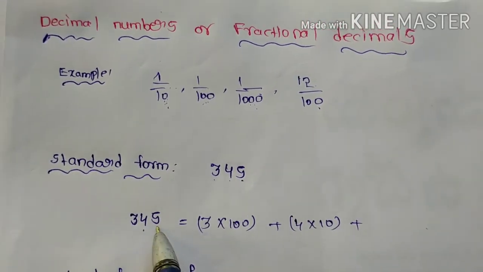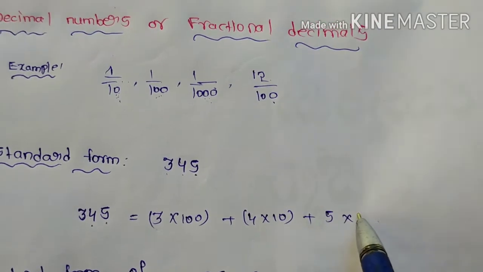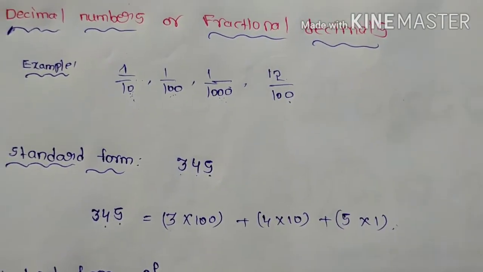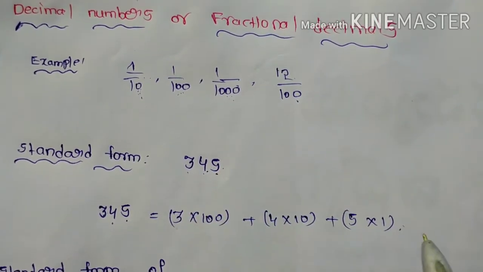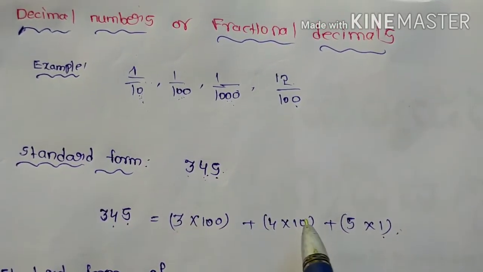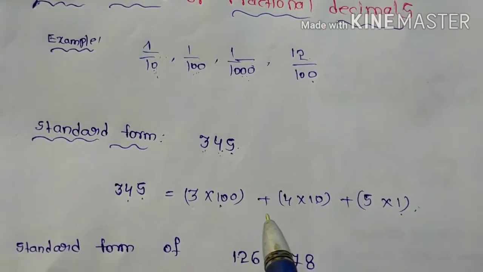Next here 5 is at which place? Units place. So you can write here 5 into 1. Is it okay? Just I have written here this is the standard form of 345. Units place means 5 into 1. Tens place means multiply with 10. Hundreds place means you can multiply with 100 only.